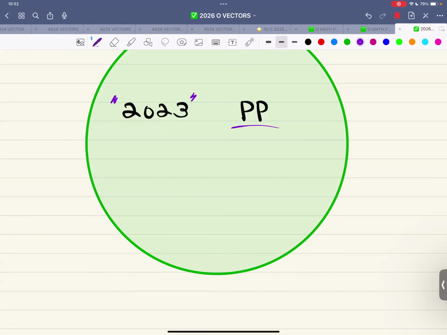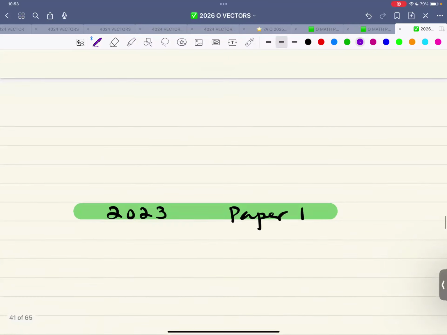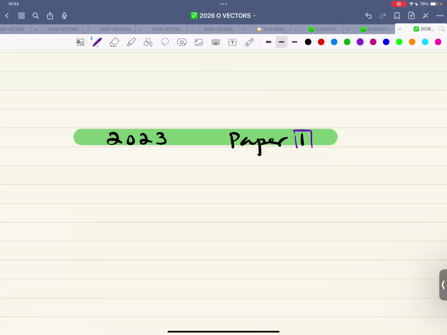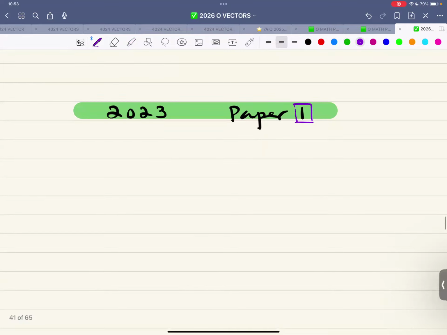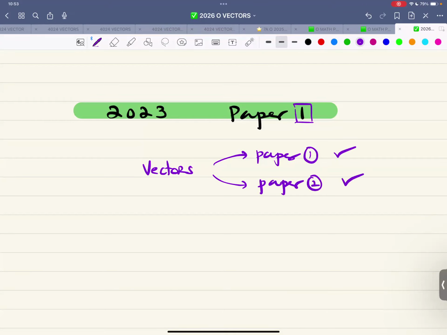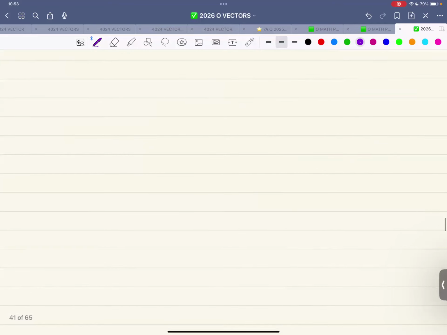2023, some past paper questions. Let's go to paper 1. Sometimes it so happens that they give vectors in both the papers, sometimes totally in paper 1, sometimes totally in paper 2. So there is no set rule. Vectors questions can come in paper 1, no issue. They can come in paper 2. Yes, if they have given it in paper 1, very high chances they won't be asking it in paper 2.